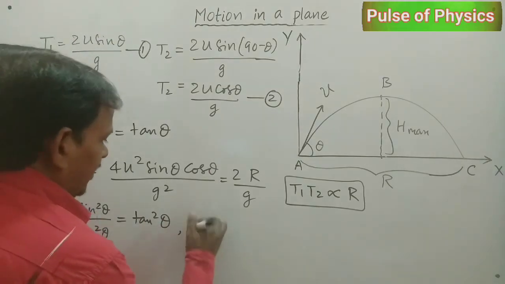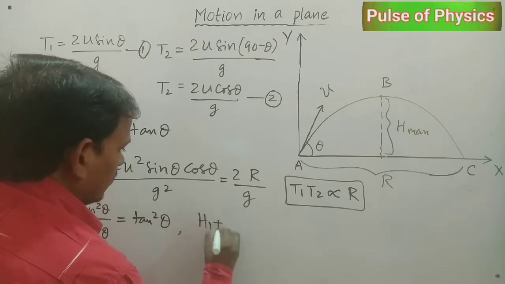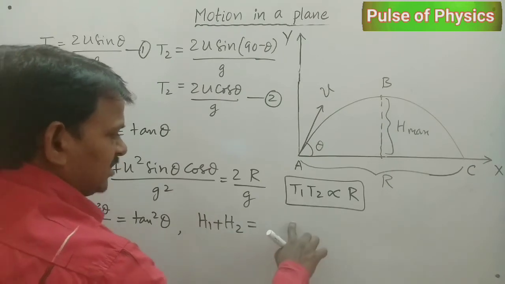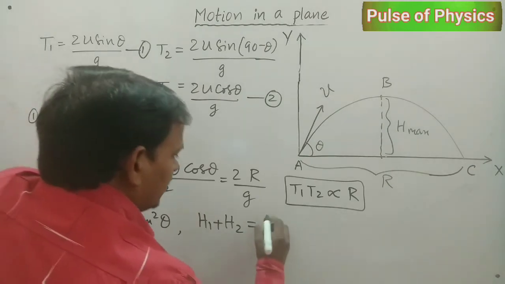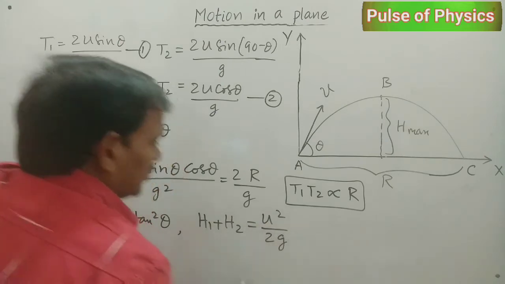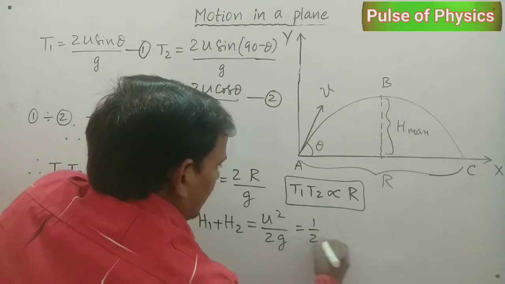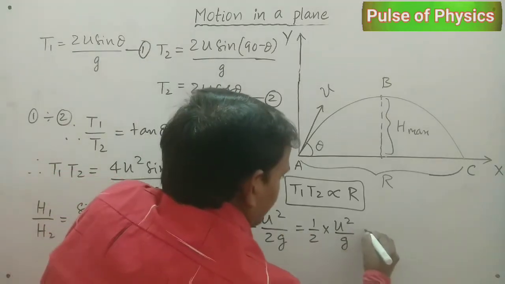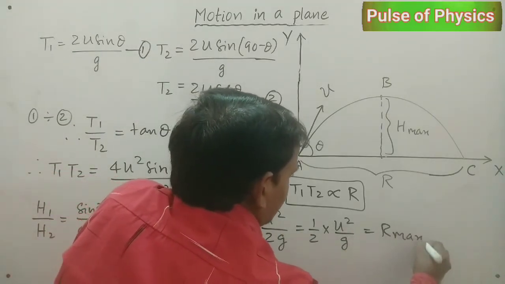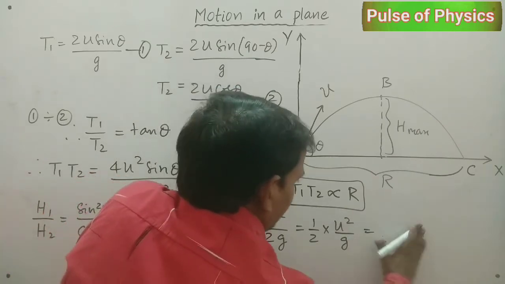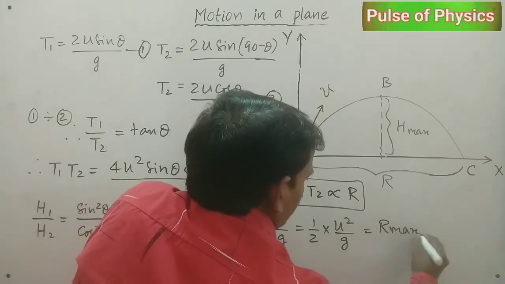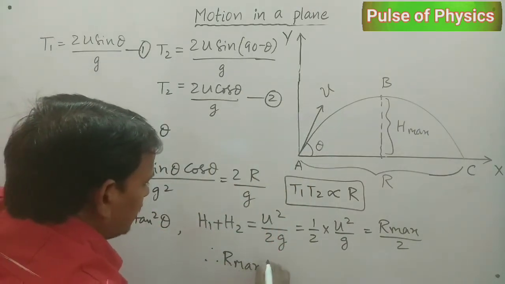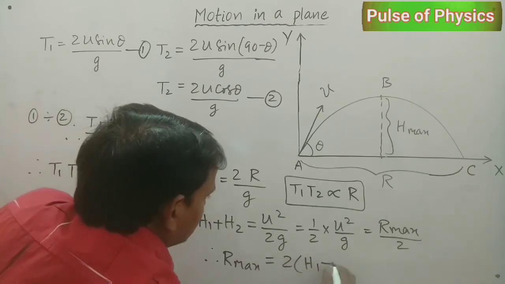Here H1 plus H2, we get u square sin square theta by 2g plus u square cos square theta by 2g. We will get u square by 2g. So this I am writing 1 by 2 into u square by g. What is this u square by g? R maximum. So R maximum by 2. From this relation we can write R maximum is equal to 2 into H1 plus H2. Therefore R maximum is equal to 2 into H1 plus H2.